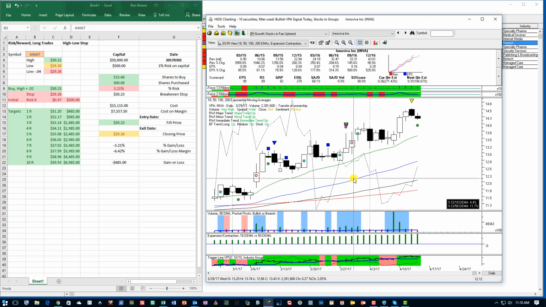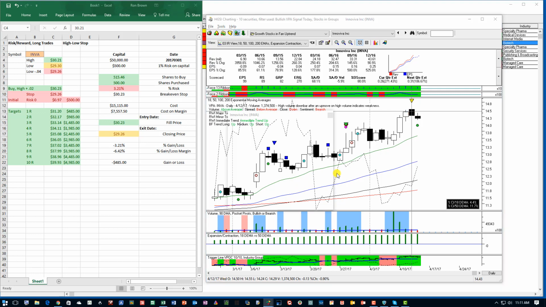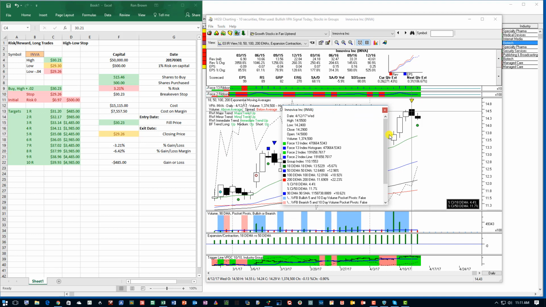Okay, so I'm going to position size this. This is a spreadsheet that I put together for my webinar attendees, and I'm going to change the symbol to INVA, and I'm going to put some numbers in here. So the high would be the high of this day, and that information is down here at the bottom, or I can open up a window here. And the high was on the 12th. It was 14.55.